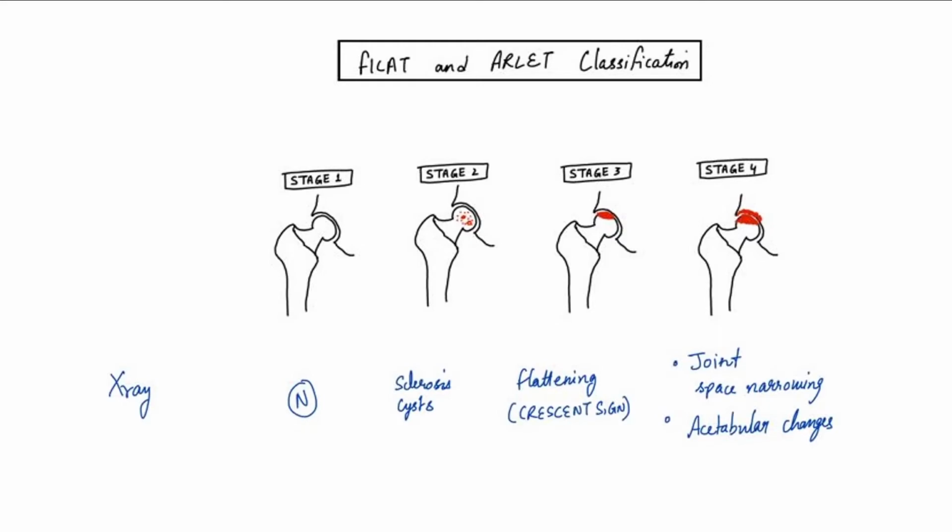In stage 2, due to deposition and repair, there is sclerosis in the femoral head and cysts can also be seen. In stage 3, due to fracture, there is flattening of the femoral head and a crescent sign can be seen on X-ray. In stage 4, due to flattening of the femoral head, alteration of its shape leads to destruction of the acetabular cartilage, which further can also cause acetabular changes.